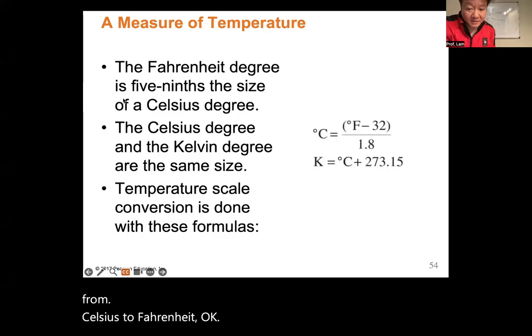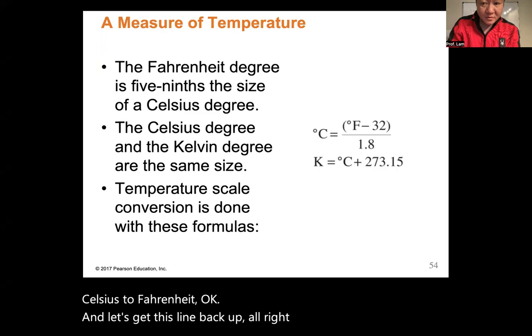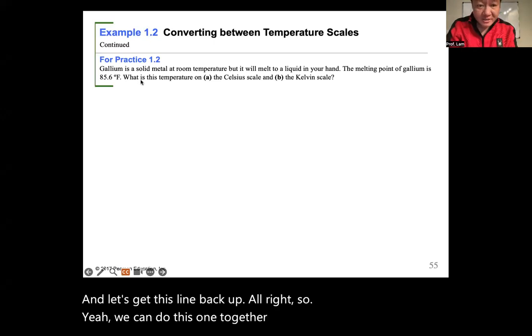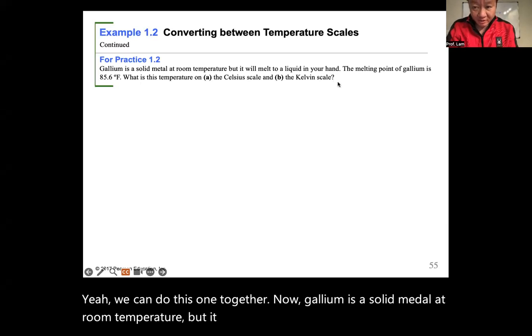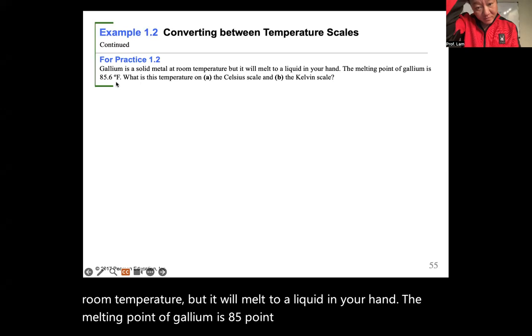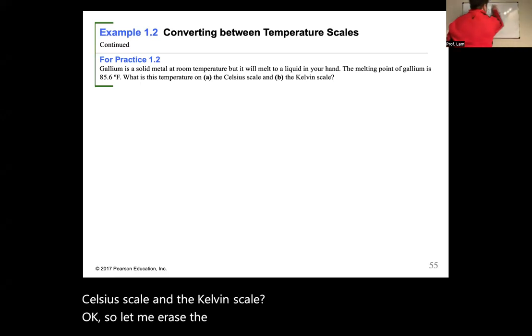Okay. Let's get this slide back up. All right, so yeah, we can do this one together now. Gallium is a solid metal at room temperature, but it will melt to a liquid in your hand. The melting point of gallium is 85.6 degrees Fahrenheit. What is this temperature on the Celsius scale and the Kelvin scale? Okay, so let me erase the board. We'll work that out together.